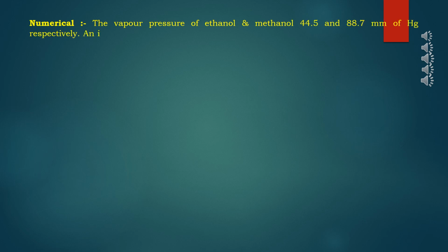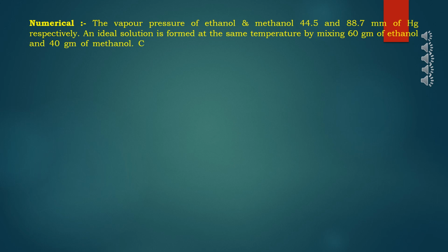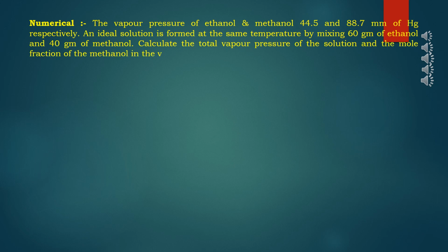So let's try one numerical. The vapor pressure of ethanol and methanol is 44.5 and 88.7 mm of mercury respectively. An ideal solution is formed at the same temperature by mixing 60 gram of ethanol and 40 gram of methanol. Calculate the total vapor pressure of the solution and the mole fraction of the methanol in the vapor phase.